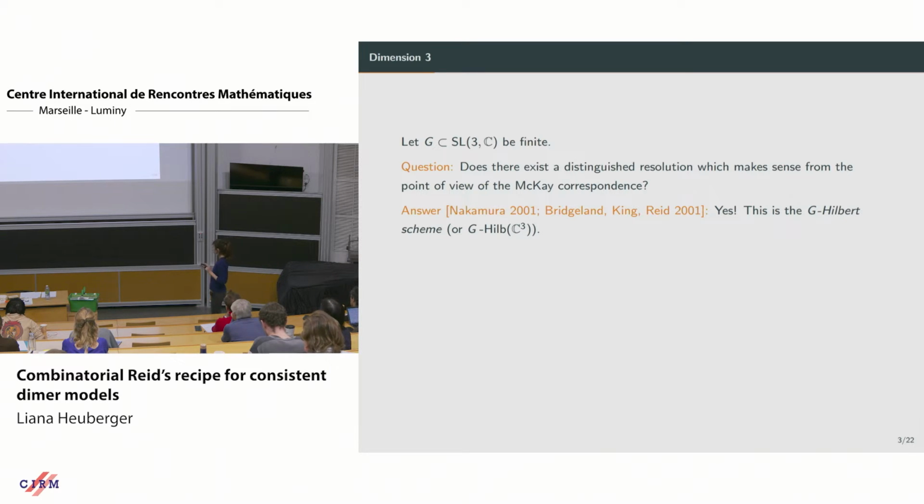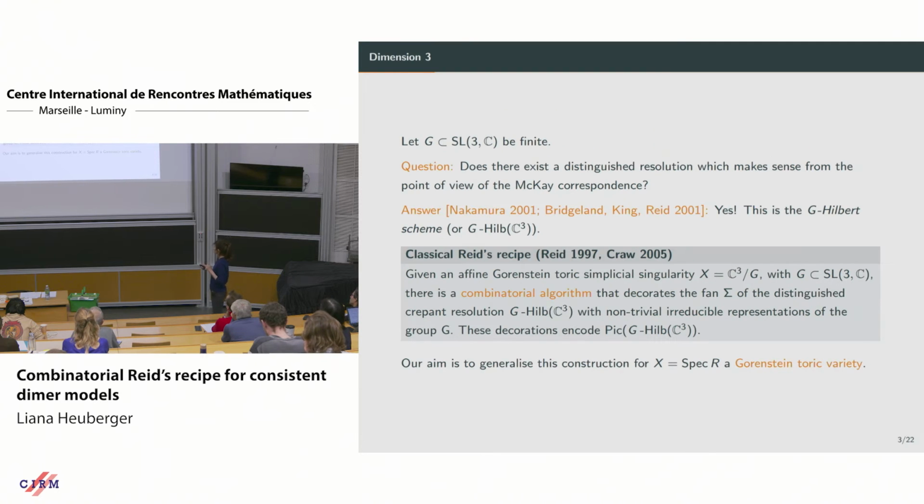Okay. So what else did I want to say? Oh yeah. So we also want to know how it makes sense from the point of view of the McKay correspondence, and this is called classical Reid's recipe. This is a bit more wordy in terms of what it means, but I'm just writing what this means in terms of G abelian.